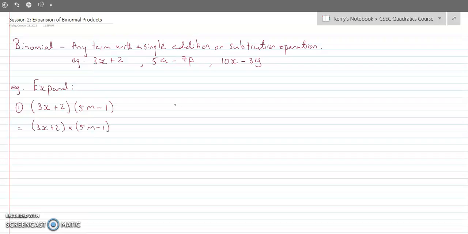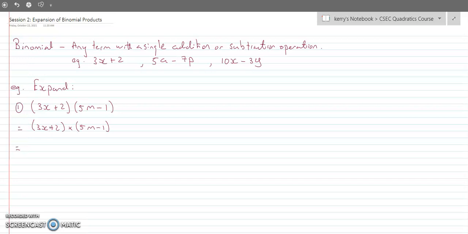Now, based on the last set of questions that we did, if you go back to that video, the big difference is that you notice there are two pairs of brackets. Before, it was a question like this, right? This and this is not the same thing, and you need to be very wary of that. This here is telling us you are adding 3x to 2 multiplied by 5m. That is different to this. So make sure that you don't mix up those two things. So let's see how we do this.